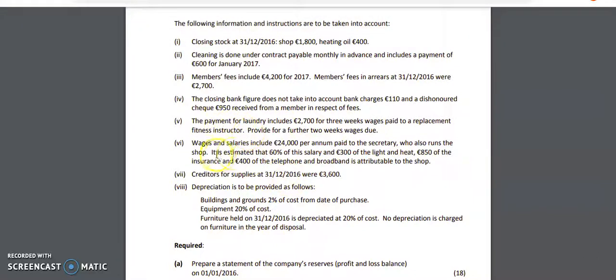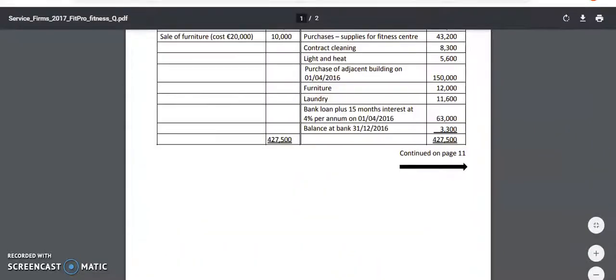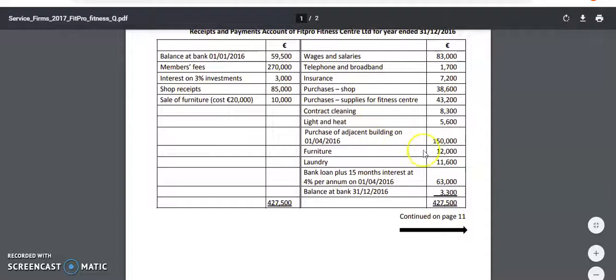So here we've got wages, salary include 24,000 per annum paid to a secretary who also runs the shop. So it's estimated that 60% of this salary, so 60% of this 24,000 is for the shop, and the remainder then is coming from the salary that we have in the question up here. So we're going to get 60% of the 24,000 and take that away from the wages and salaries that we have in the question.